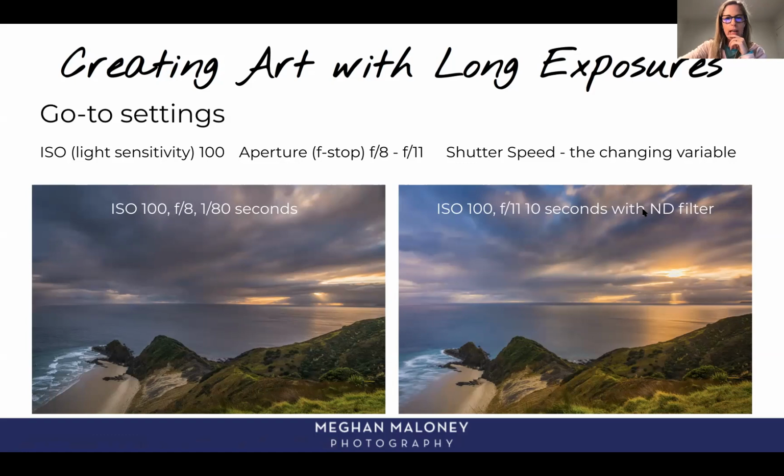Some cameras will also allow you to lower your ISO further to below 100. I think mine goes down to ISO 50, so that's an option if the day's particularly bright, but you can get better results just by adding an ND filter to slow your shutter down.